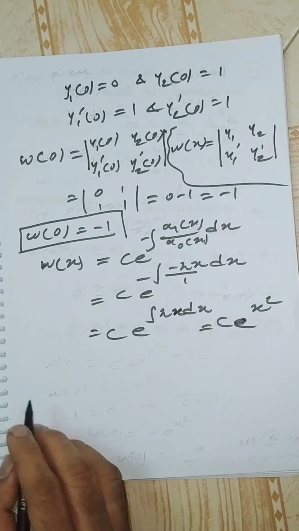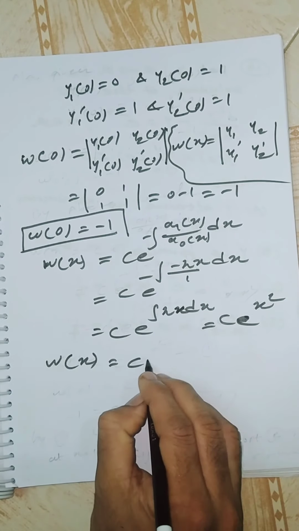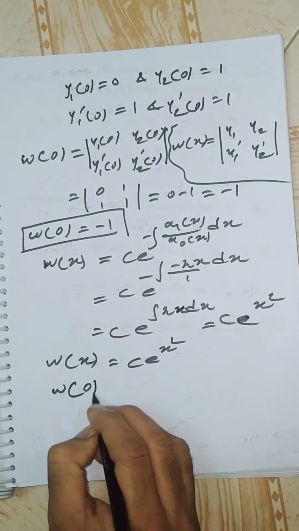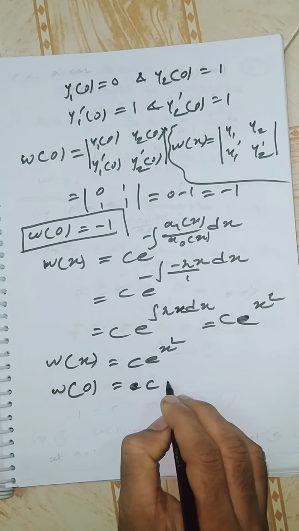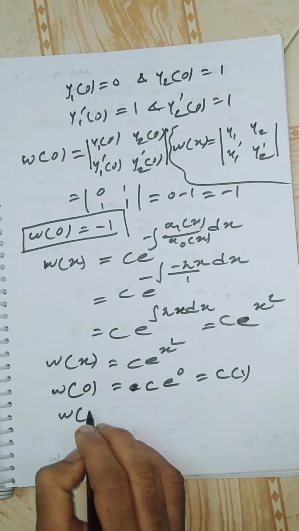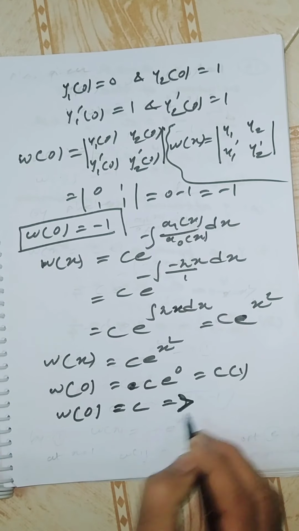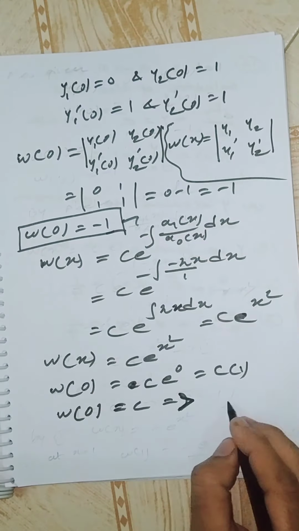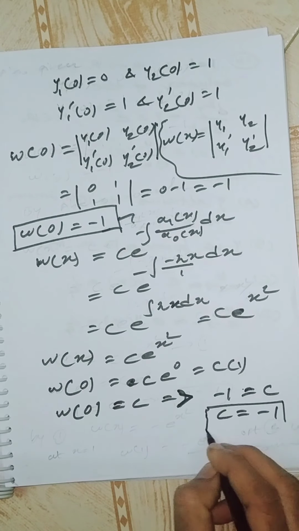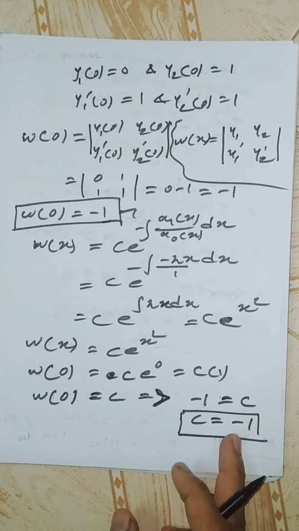Is it right? Correct? So W of x equal to c e power x square. Now I am going to find out c by substituting x equal to 0, because to find the c value. So e power 0, that is c into 1. So we are getting W of 0 equal to c. Already we know W of 0 is minus 1. I am going to apply here, minus 1 equal to c. So I am getting c value minus 1. Is it right? So almost we reach the solution of this problem, c equal to minus 1.